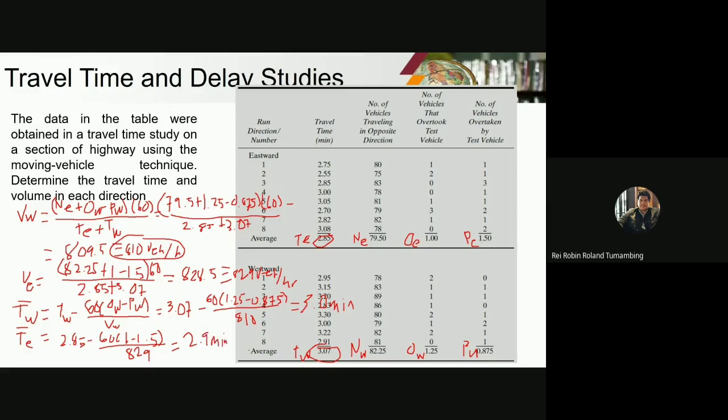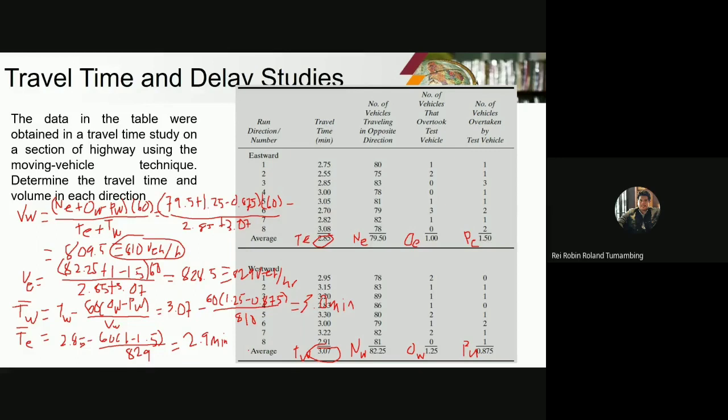Okay? So in summary, now if you are traveling eastward, it is expected na hourly rate niya is 829 vehicles na ang travel time is 2.9 minutes. While yung traveling west, the average is 810 vehicles per hour traveling for 3 minutes.